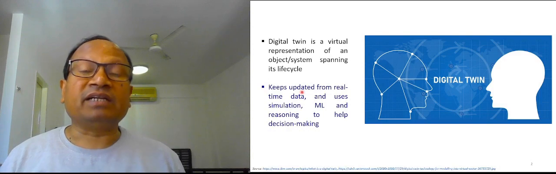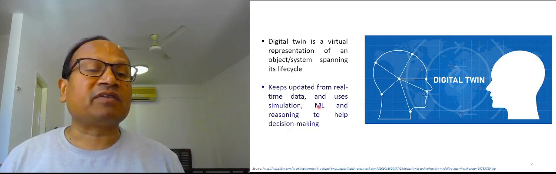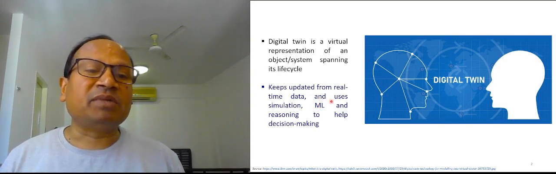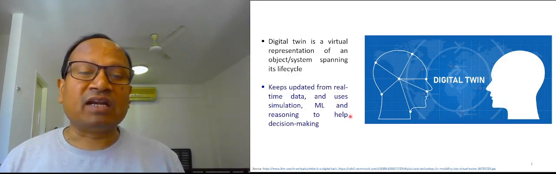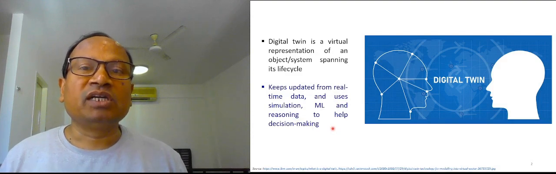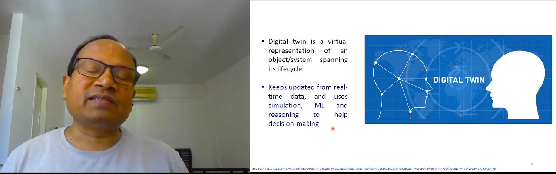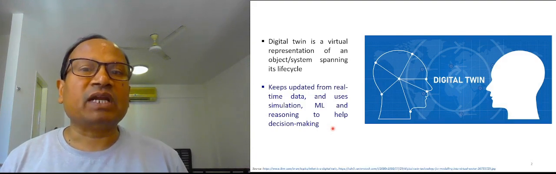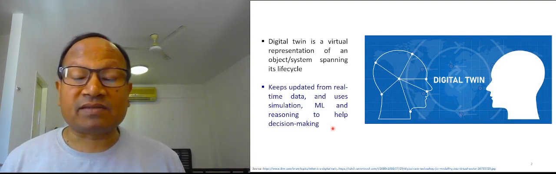It keeps updated. A digital twin keeps updated from real-time data. It's not like the twin version of a human being. It keeps updated from real-time data and uses simulation, machine learning, ML, and reasoning to help decision making. As I told you, digital twins are used for better decision making, better control, and to perform tasks better. We'll understand in industrial and other applications.